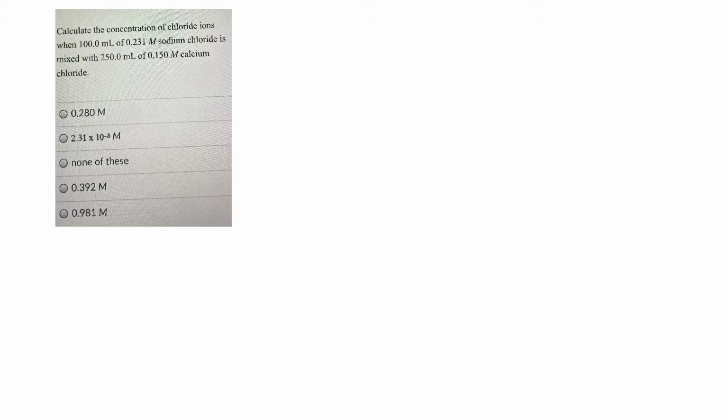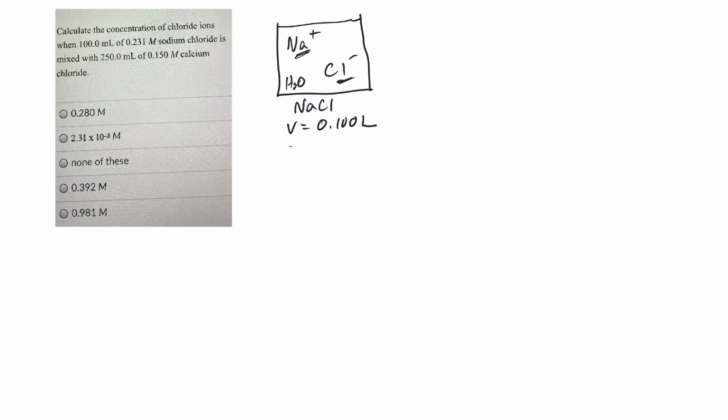Okay, so let's just understand what's going on here. I have a container, and in here I have sodium chloride. And I know that when sodium chloride dissociates, it gets sodium ions and chloride ions. Of course you'd have water in there too, but these are the ones we're looking at. Now they tell me that the volume is 0.100 liters, and the concentration is 0.231 moles per liter, or molar.